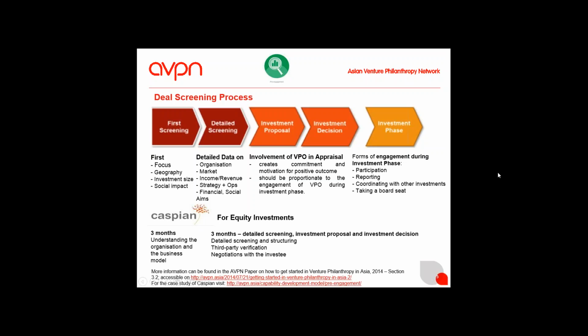Caspian has different processes for debt investment, but for now, I would like to hand over to Shilpa Sudhakar, Abhishek Gupta, who will share more on Caspian's processes. For this, we will have ample time for questions and discussions.